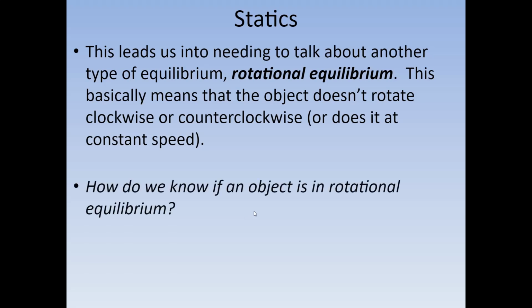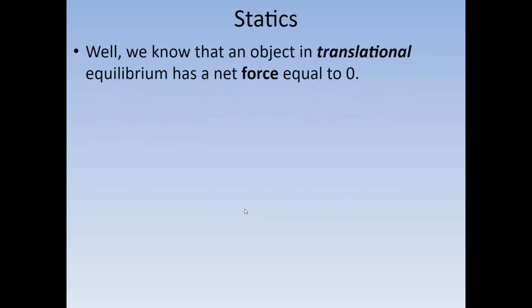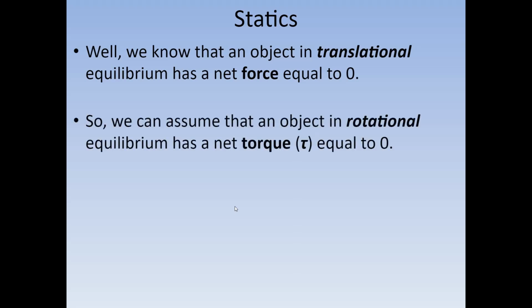Right? Now, how will we know if an object's in rotational equilibrium? In the case of forces, our translational concept, we looked at the forces to see if the net force is equal to zero. So now what we have to do is talk about the torques. We're going to say that if an object is in rotational equilibrium, then that means that the net torque is equal to zero.